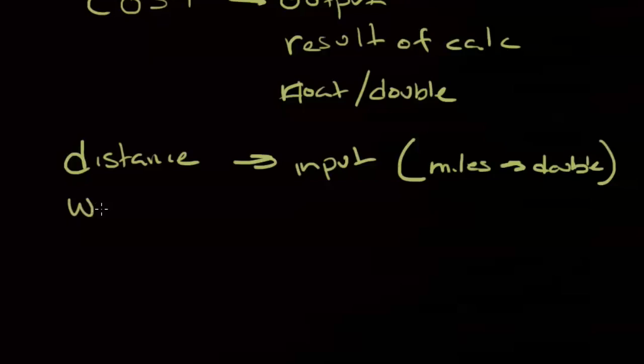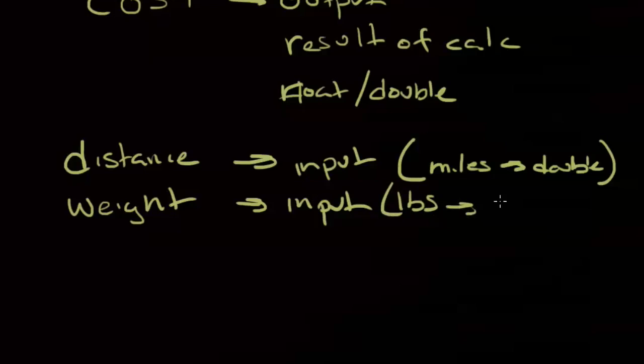And we want weight, which again is an input, and it's in pounds, and it's in a double. So we ask ourselves, of these three variables, where are they coming from? Two are inputs. One is an output, a result of a calculation. All three of them are going to be of type double.